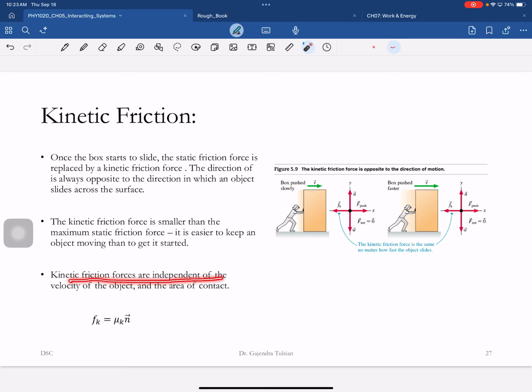Kinetic friction forces are independent of the velocity of the object, so it doesn't matter how fast it's moving, to a certain extent. And the kinetic friction force is the coefficient of kinetic friction, that's the stickiness of the two surfaces, times the normal force.